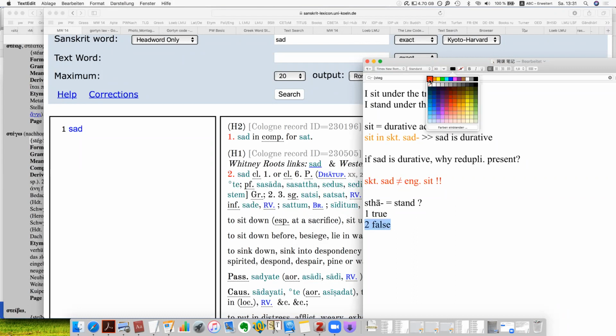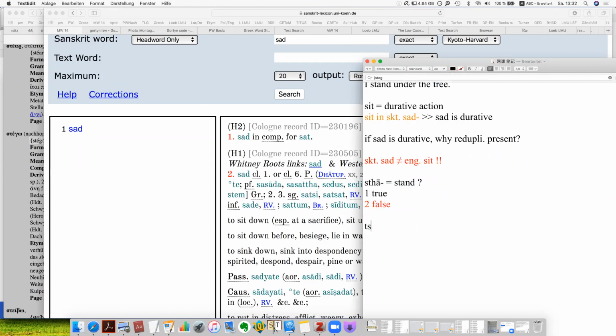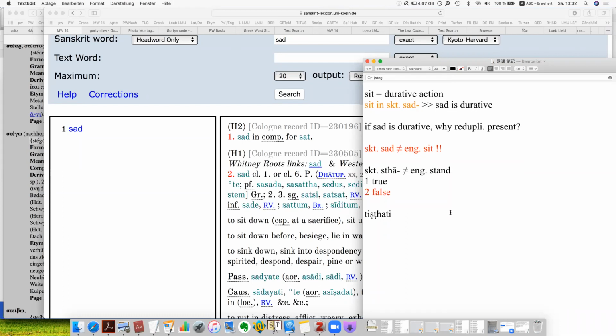It's false, because in Sanskrit we build a reduplicated present, and also in Greek. In Greek it's called histemi, and in Sanskrit it's called tishtati, right? It means Sanskrit star is not equal to English stand, because star actually means sich hinstellen. So sich hinstellen means that you put oneself in some place.